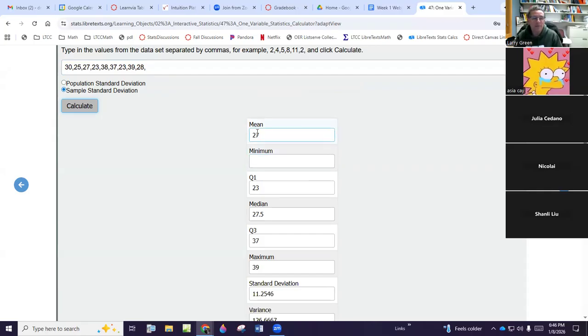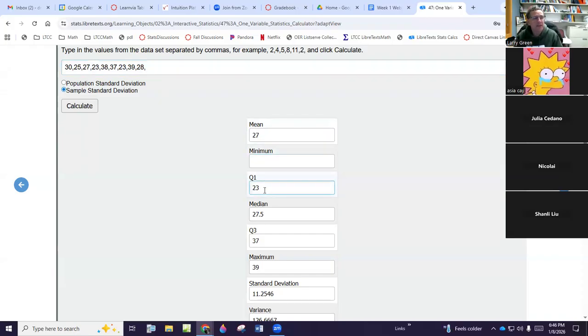So the mean, we've kind of talked about that. That's the average. But in this class, you need to use the word mean. Okay, the mean is 27. So that means if you take all of the data values, add them up and divide by the total, that's 27 years old. Any questions on the mean? Okay, the minimum is 23. That means the youngest person in the sample was 23 years old.